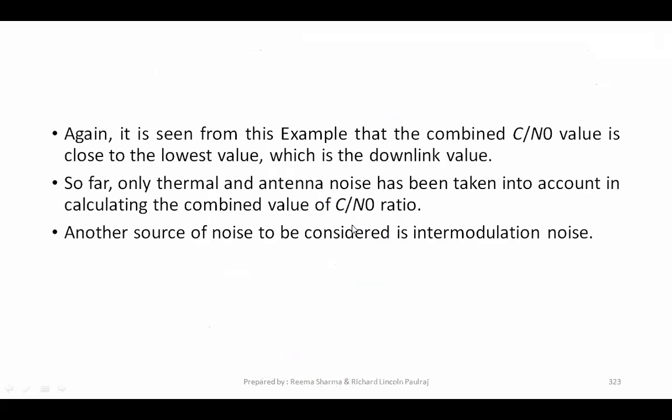Again, it is seen from this example that the value is close to the lowest value, which is the downlink value. Okay, so far only thermal and antenna noise has been taken into account when calculating the C by N. See, as I mentioned, there can be different parameters contributing to the losses. Okay, so as research and development happens, they keep discovering that errors can happen because of what kind of antenna is used, the way that these antennas are positioned, what kind of quality is required, how it is to be positioned. Okay, all these will be mentioned.